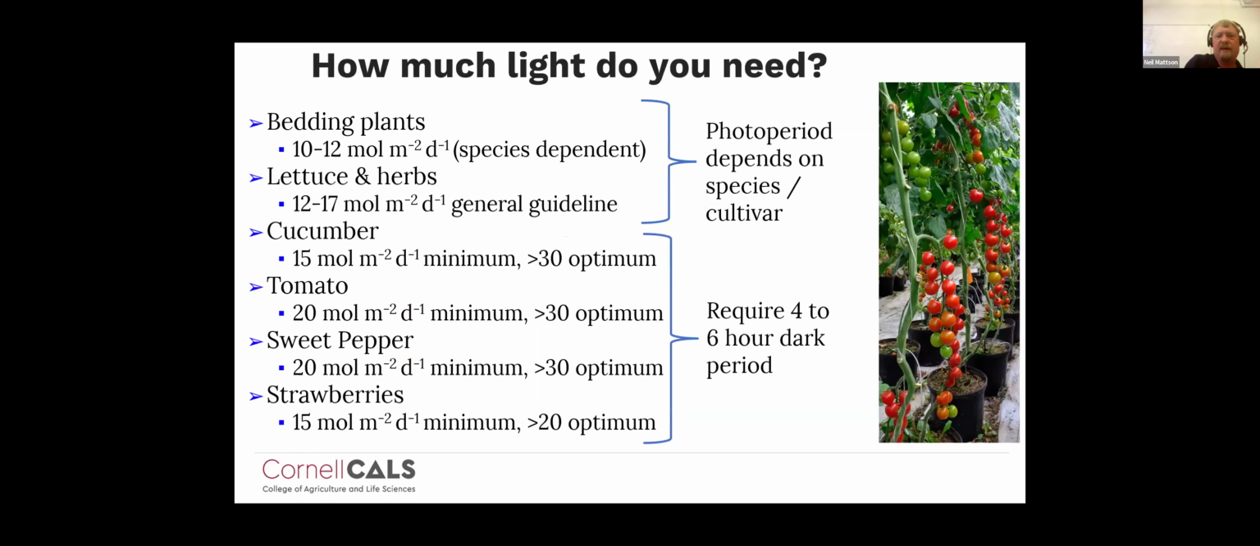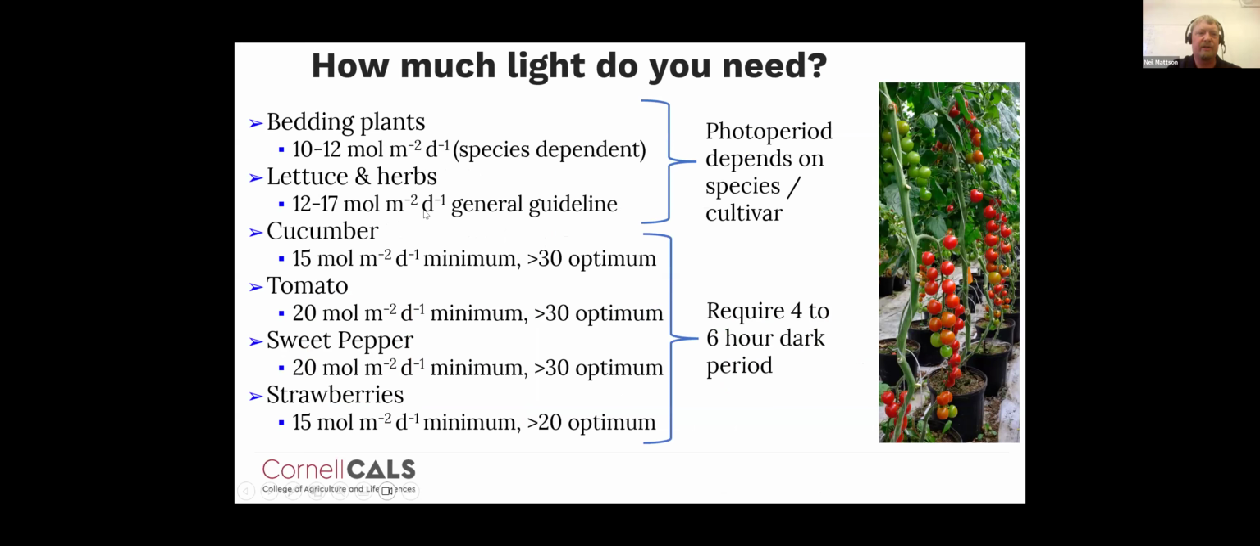And so with the different types of crops that we're growing, we have these target light intensities, or at least these minimums. On the low end of things are floriculture crops or bedding plants, for example. We're not selling pounds of tomatoes here or pounds of lettuce. We just need enough light to have good plant quality and flowering on time and so on. So about 10 to 12 moles of light per meter squared per day.